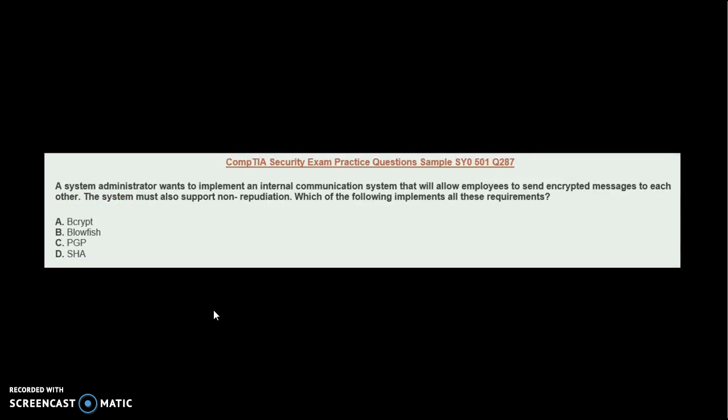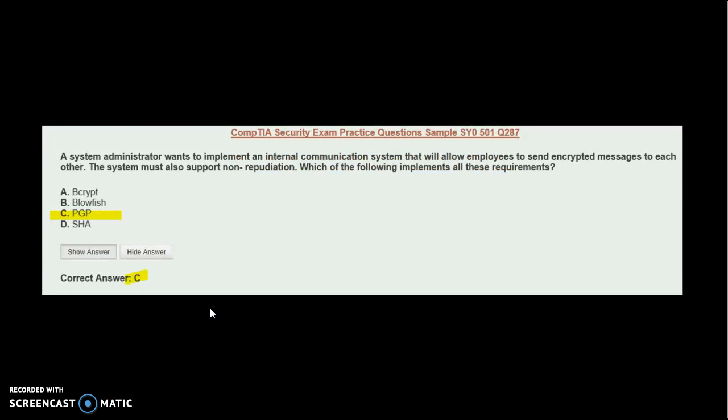A system administrator wants to implement an internal communication system that will allow employees to send encrypted messages to each other. His system must also support non-repudiation. Which of the following implements all these requirements? That is PGP.